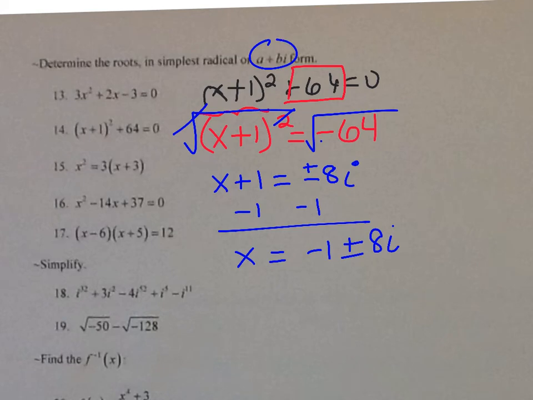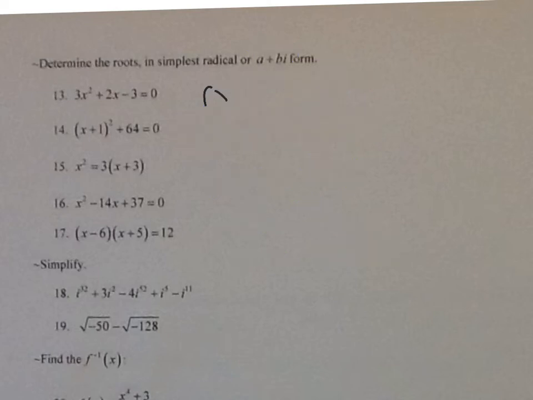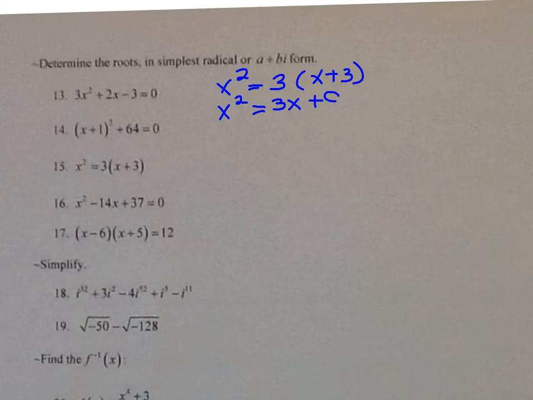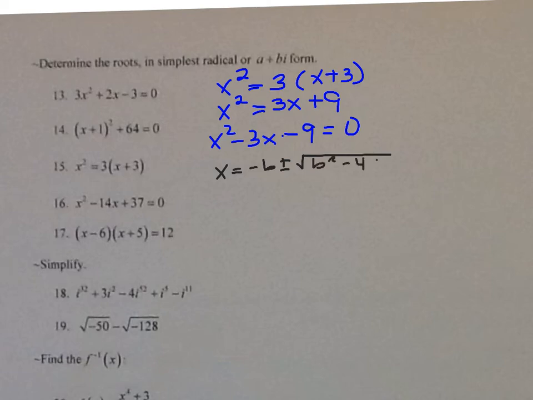Okay, so next we'll do number 15. When I look at number 15, I notice that I have these parentheses here, so I need to get rid of them. It has to be equal to 0. So I have x squared minus 3 equals 3x plus 9. I want it to be equal to 0, so I'm going to move everything over to the left. x squared minus 3x minus 9 equals 0. Now this is not factorable. If it was, I would factor it, but it's not. So I'm going to use the quadratic formula: x equals negative b plus or minus the square root of b squared minus 4ac, over 2a.